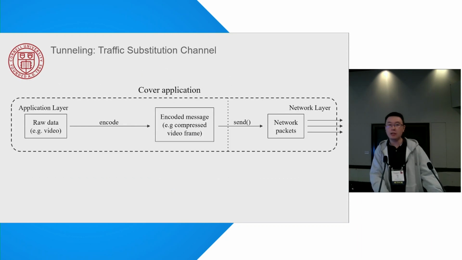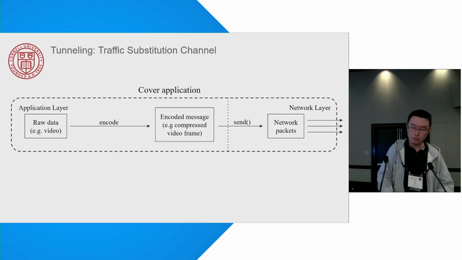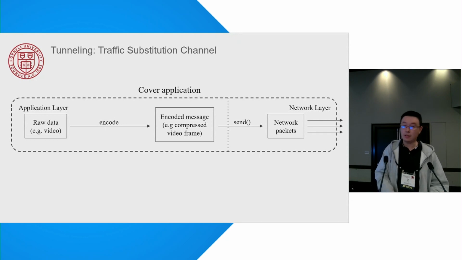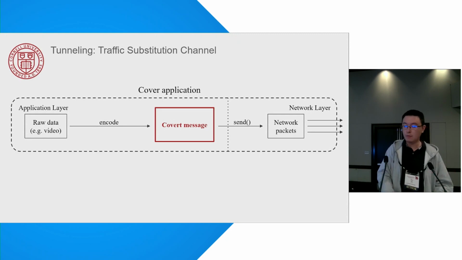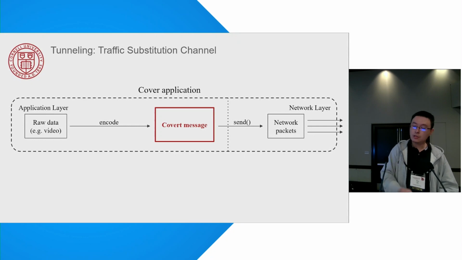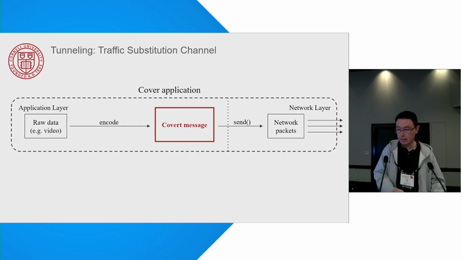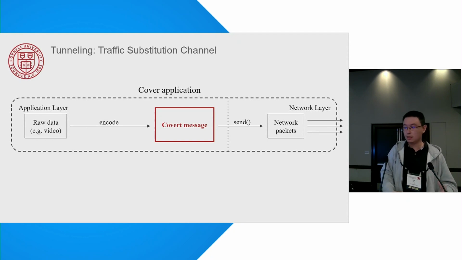A common design of tunneling system is traffic substitution. The cover application encodes raw data, such as videos in a streaming app, into encoded messages, such as compressed video frames. The traffic substitution channel replaces the encoded message with covert data. Since the channel is encrypted, the censor cannot tell if the message is replaced or not. Common applications include video streaming and audio streaming.